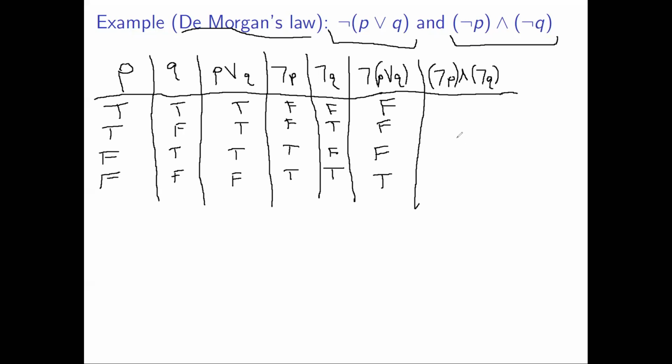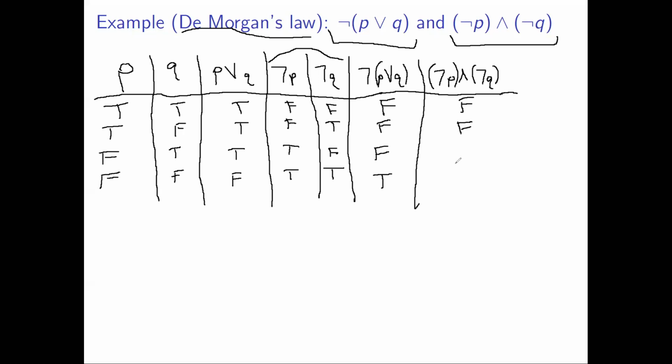Now we can do this last column. The last column is not P and not Q. So in the first row, we have the not P column and the not Q column there. The first row, not P is false, not Q is false, so the conjunction, not P and not Q, is going to be false. Second row, not P is false, not Q is true. The conjunction is going to be false, because for the conjunction to be true, both conjuncts would have to be true.